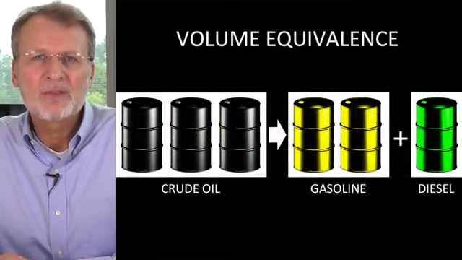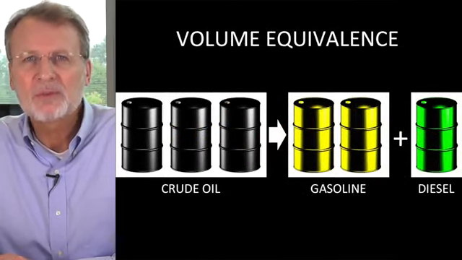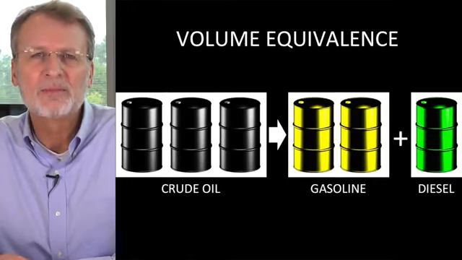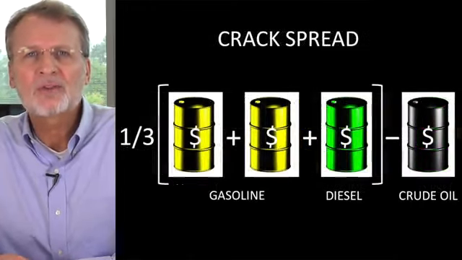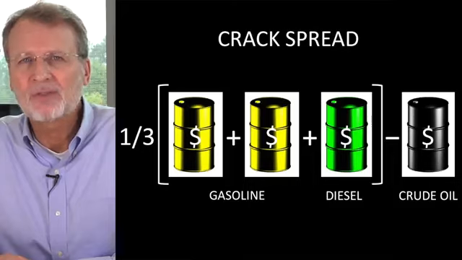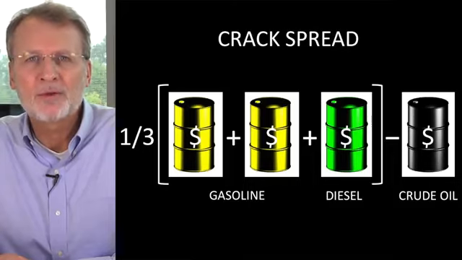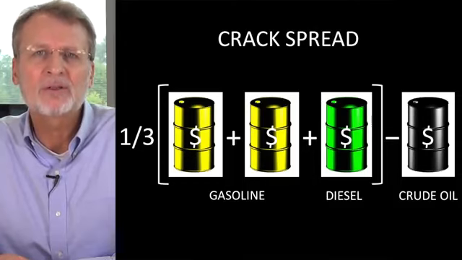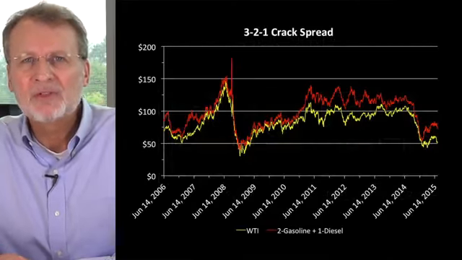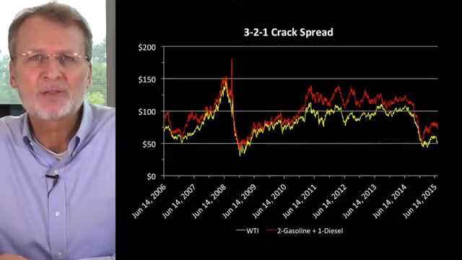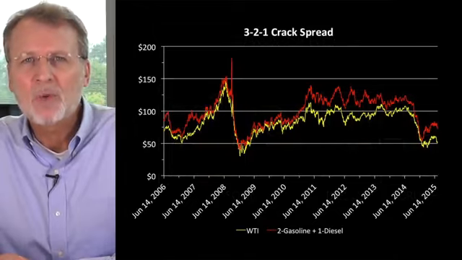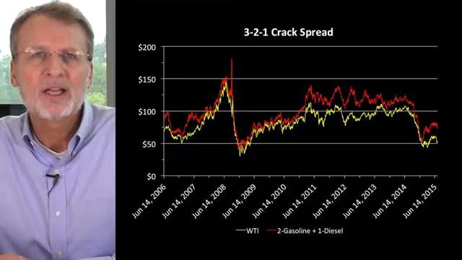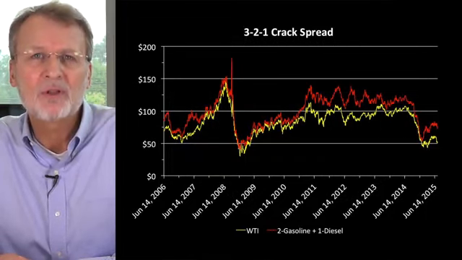This spread is based on the approximation that it takes 3 barrels of oil to produce 2 barrels of gasoline and 1 barrel of diesel. Thus, the 3-2-1 crack spread is the difference between the price of a barrel of oil and 1/3 the summed price of 2 barrels of gasoline plus 1 barrel of diesel. Examination of this spread shows that refining margins are generally slim. However, the margins are often out of phase with the price of crude oil and can be quite high when the price of crude is low.